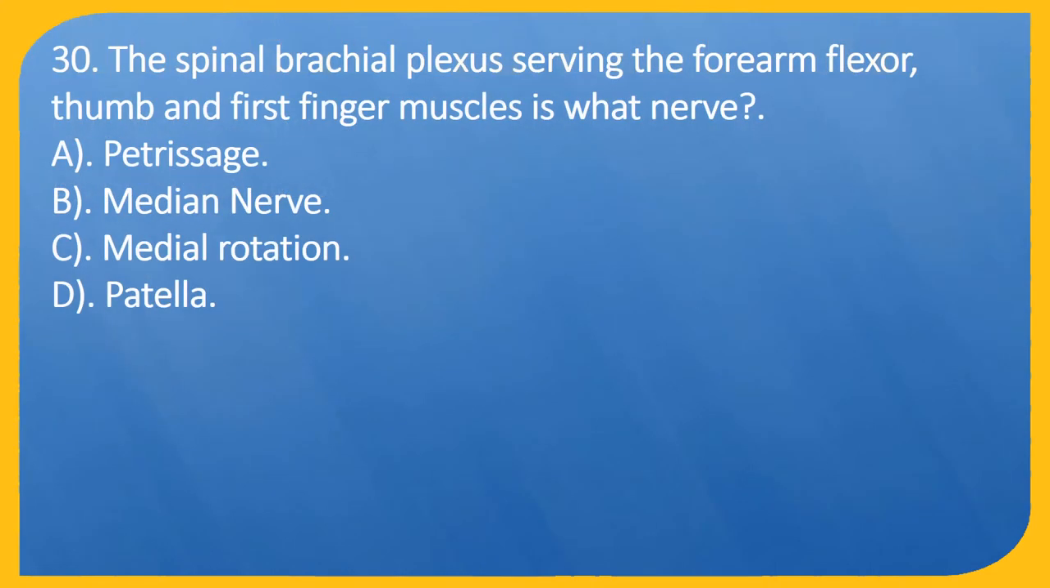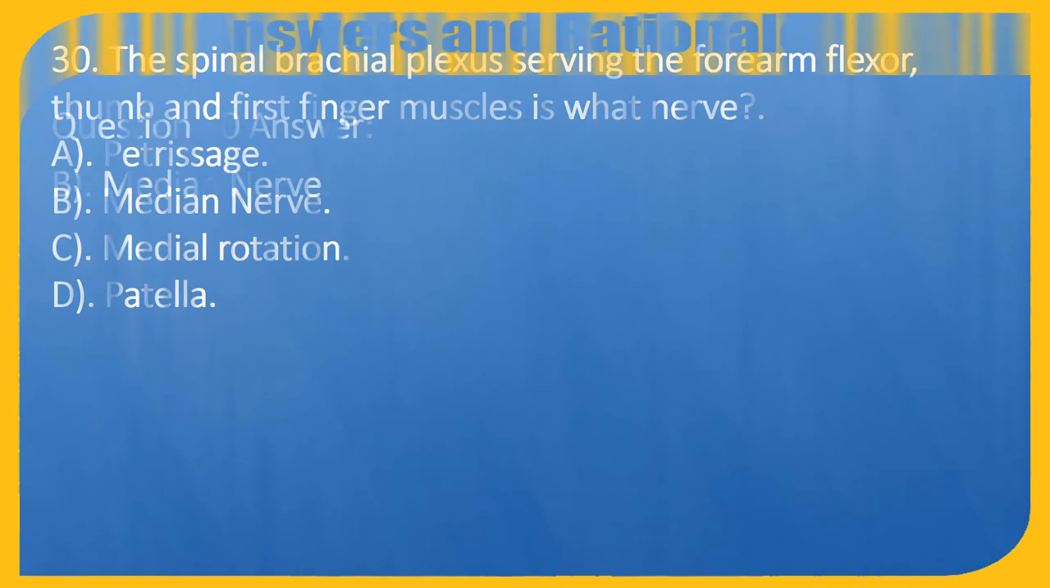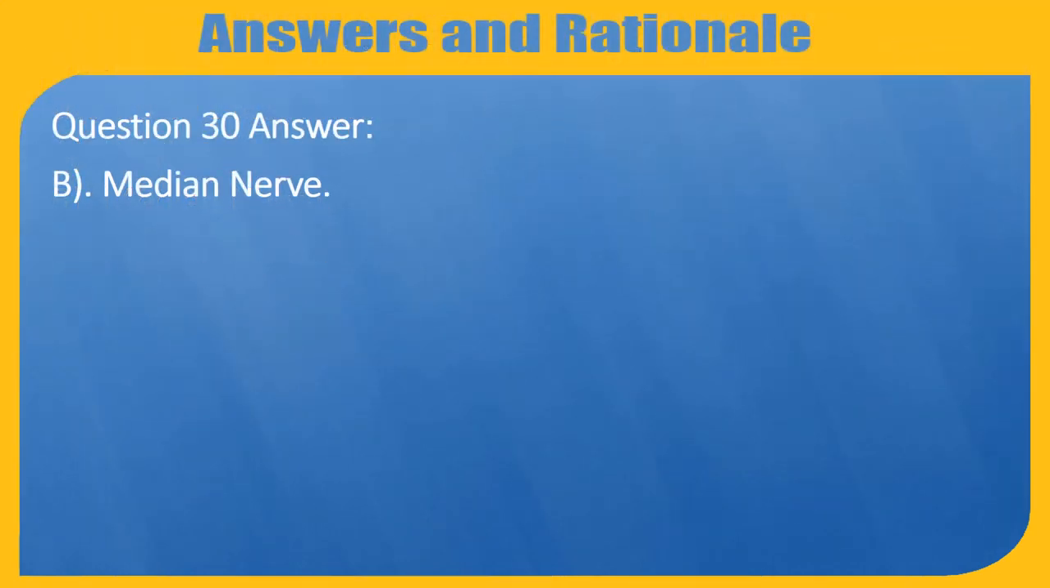Question 30. The spinal brachial plexus serving the forearm flexor, thumb and first finger muscles is what nerve? A. Petrissage. B. Median nerve. C. Medial rotation. D. Patella. Question 30. Answer. B. Median nerve.